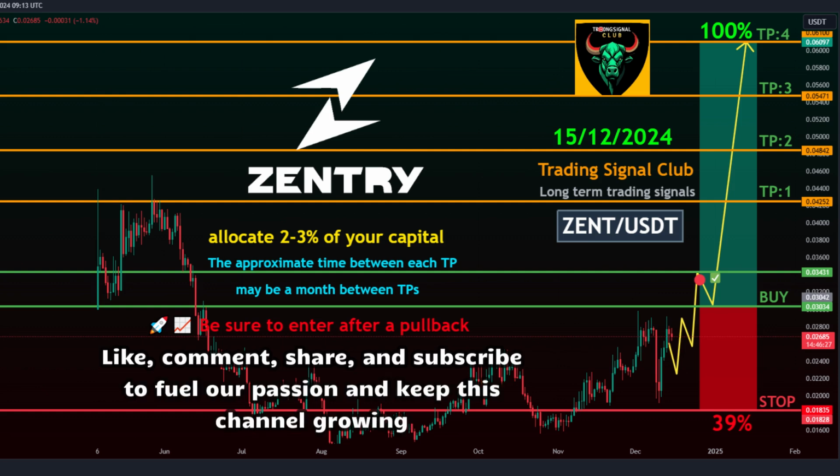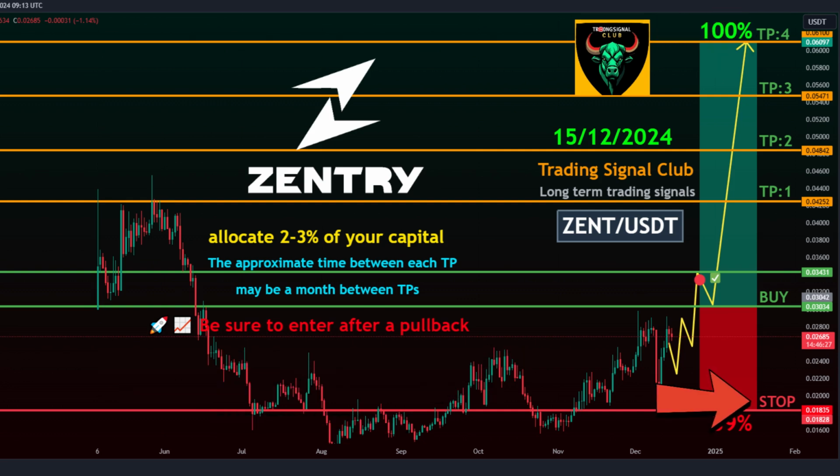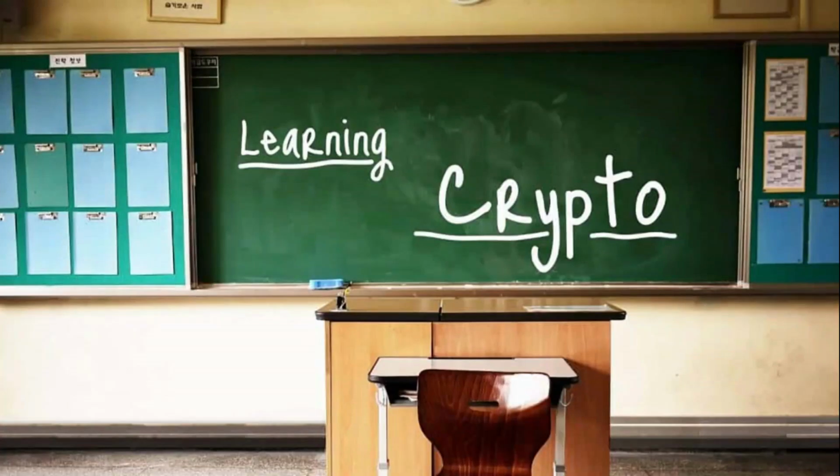Trading style: spot. Target time frame: about a month between take profits. Entry levels: 0.0303 to 0.0343. Take profit targets: Target 1, 0.0425. Target 2, 0.0484. Target 3, 0.0547. Target 4, 0.0610. Stop level: 0.0138.